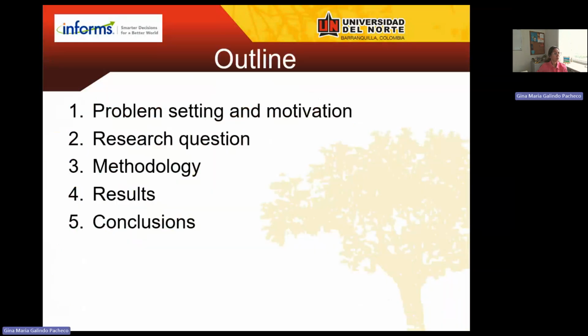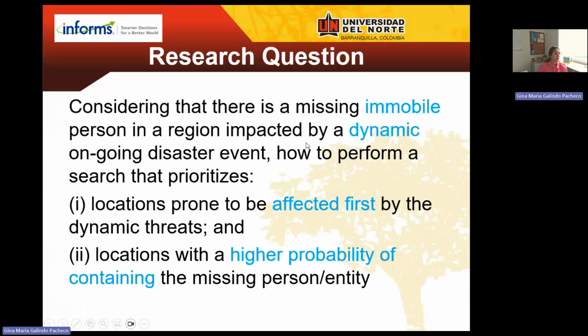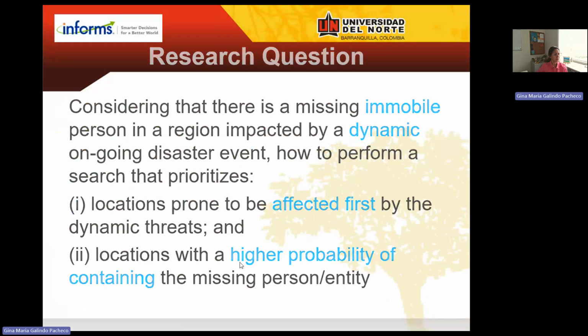So now that we have outlined the problem setting and the motivation, let's address the research question. Basically, we have a missing immobile person in a region where we have a dynamic ongoing disaster event. So we want to perform the search, prioritizing these two objectives. We want to search first in the locations which are more prone to be affected first by the dynamic threat. But at the same time, we also want to prioritize the search in those locations where it is more likely to find the person. So how to do that?